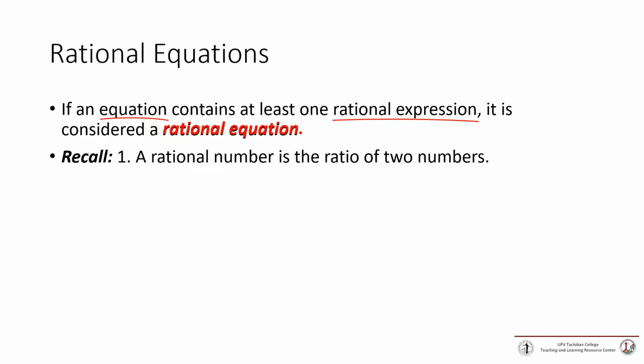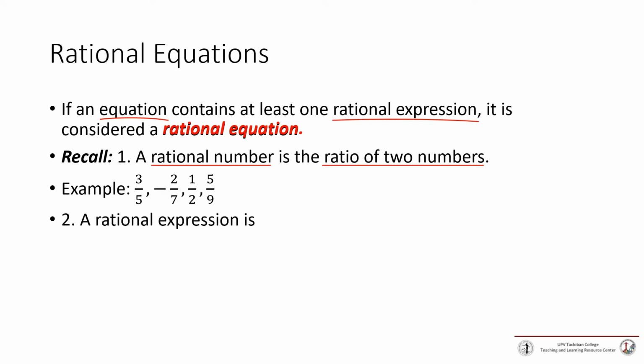Recall, a rational number is the ratio of two numbers. So that is actually the definition. If you have a rational number, then we expect that that is a ratio of two numbers. So example, 3/5, -2/7, 1/2, and 5/9. Okay? These are ratios of two numbers.